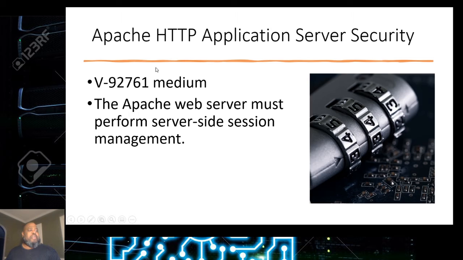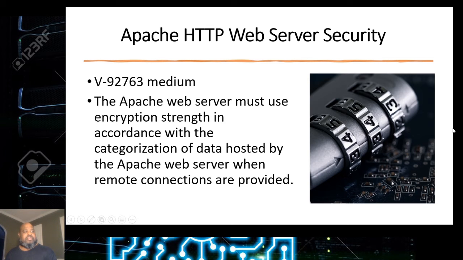So the first Apache security check is vulnerability 92761. It's medium. The Apache web server must perform server-side session management. So when a user logs on, so you can keep track of them, it creates a session key. And that session key, when you log on, keeps track of what you look at, saving your credit card so you can bring back the proper session information.